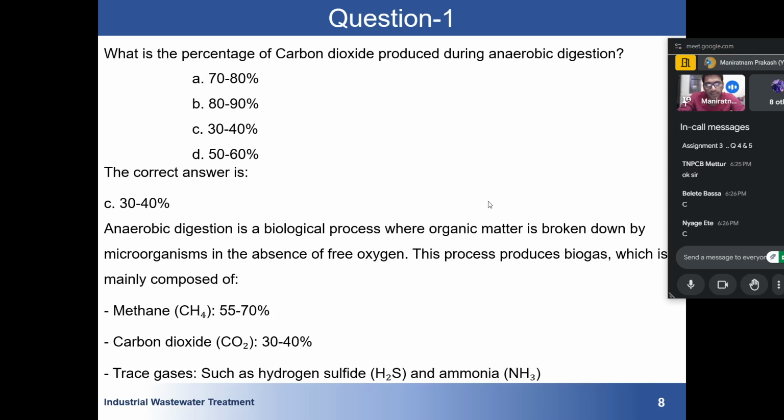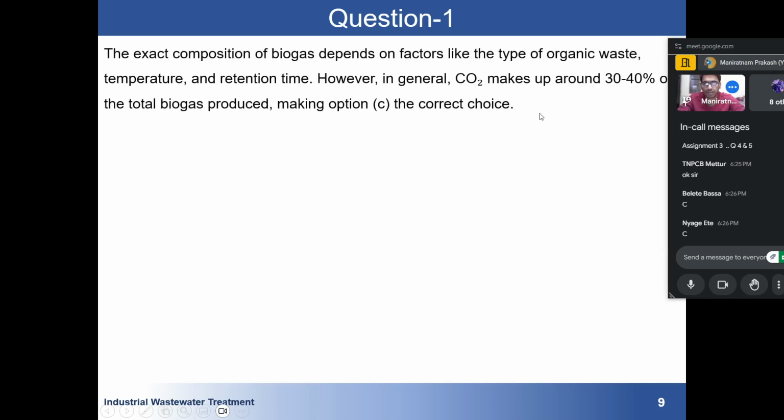Okay, so just remember this definition in a very good way. Don't say in presence of oxygen, in absence of oxygen. Both processes occur in presence of oxygen only, but one is happening in presence of free oxygen, and one is happening in absence of free oxygen. Biogas: in anaerobic digestion, methane is 55 to 70%, carbon dioxide is 30 to 45%. A trace amount of hydrogen sulfide and ammonia is also produced. So C was the correct answer.